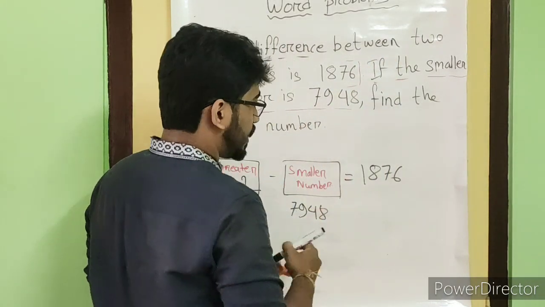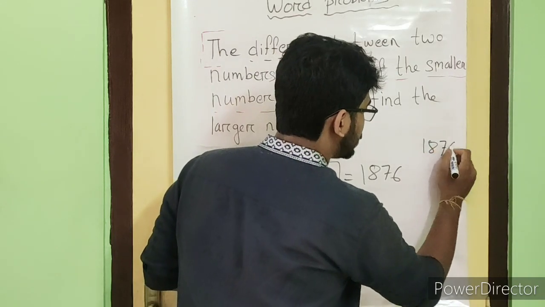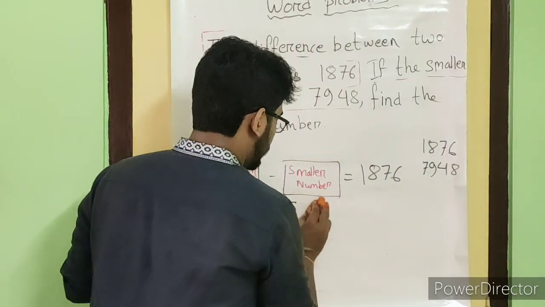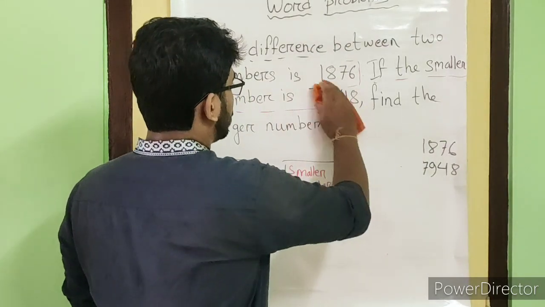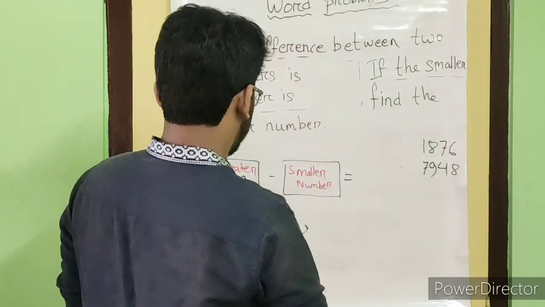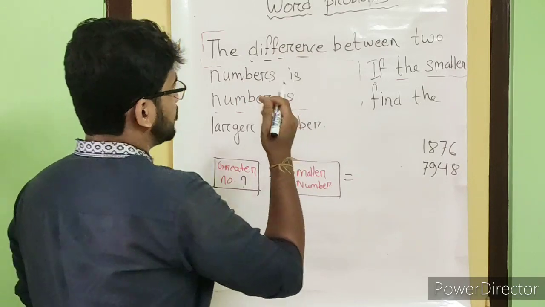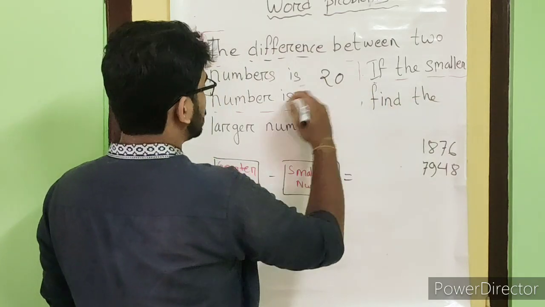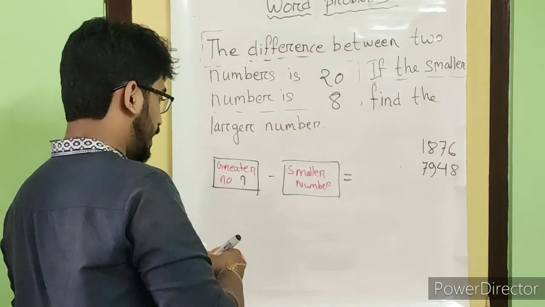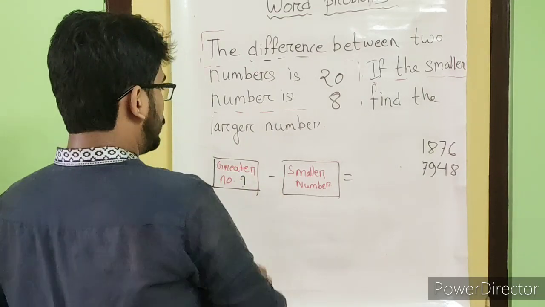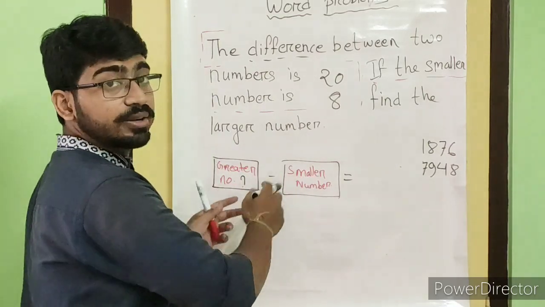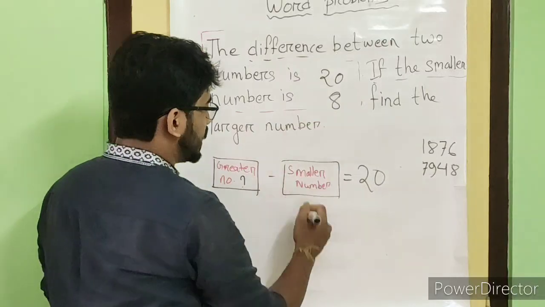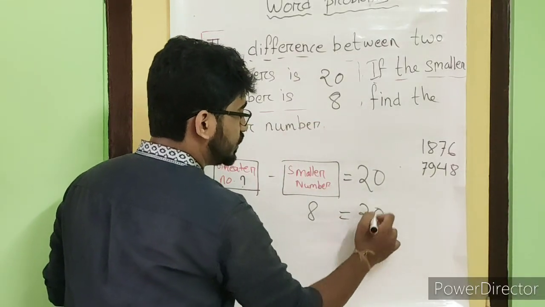I am writing these two numbers on one side, 1876 and another one is 7948. I am erasing this. Here we will take a small number. The difference between two numbers is, suppose the difference between two numbers is 20. If the smaller number is 8, find the larger number. The difference between two numbers, that means if we subtract a smaller number from a greater number, the answer will come 20. And the second line, if the smaller number is 8, the smaller number is 8 and here we will write 20.